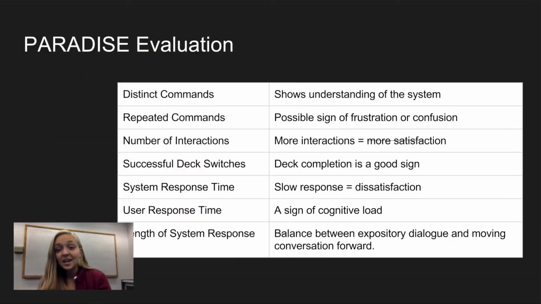I'm done. Now I'm going to go into our PARADISE evaluation. For this, we chose 7 independent metrics, and those were distinct commands, repeated commands, number of interactions, successful deck switches, system response time, user response time, and length of system response. And more detailed explanations are given on this slide.